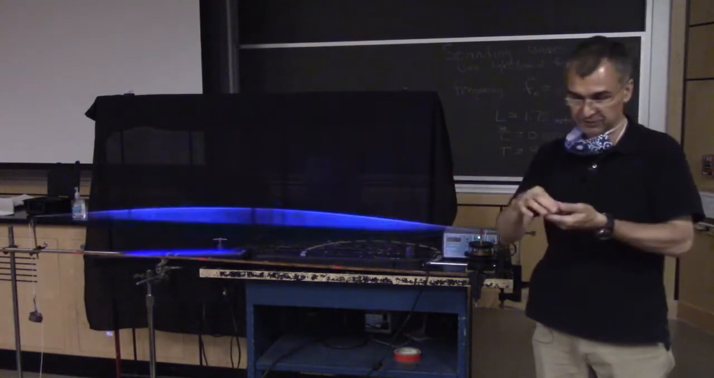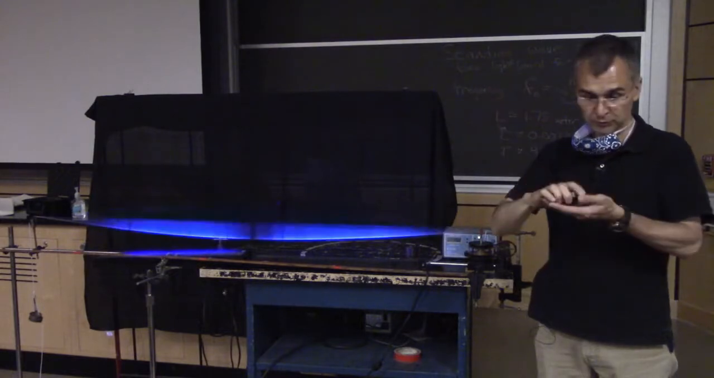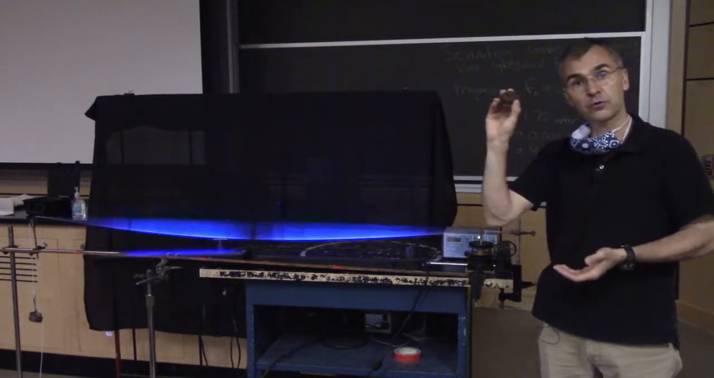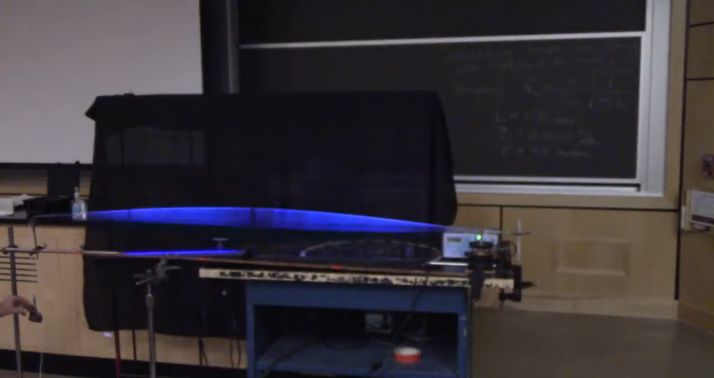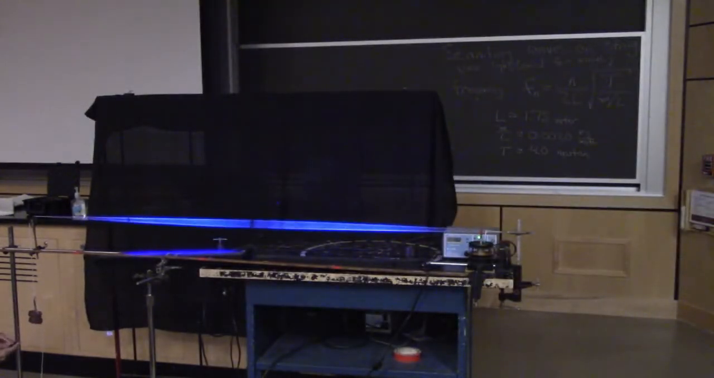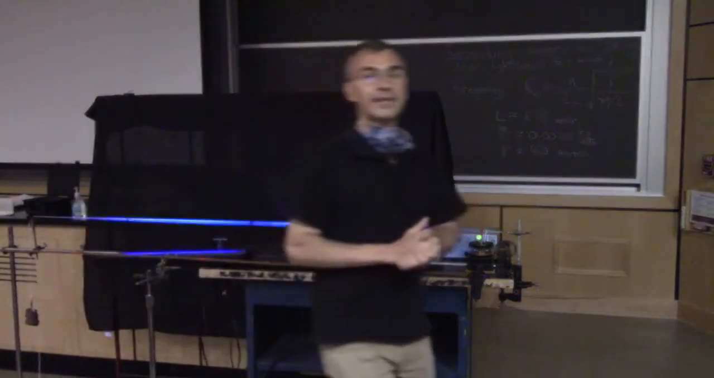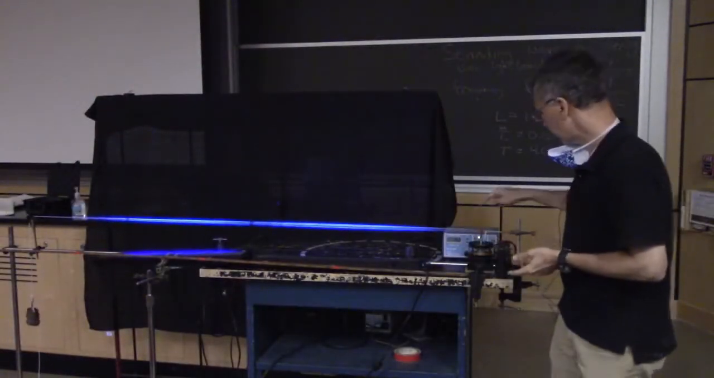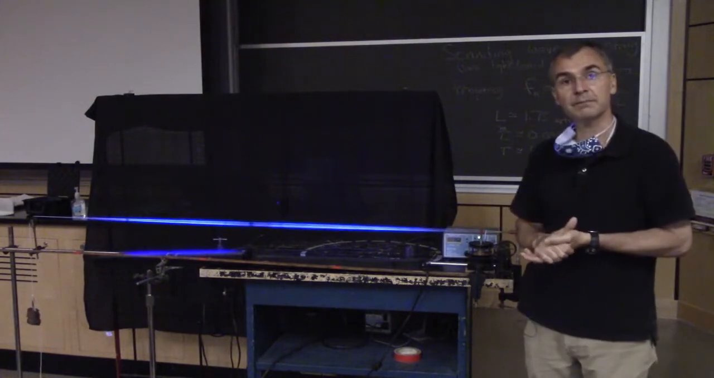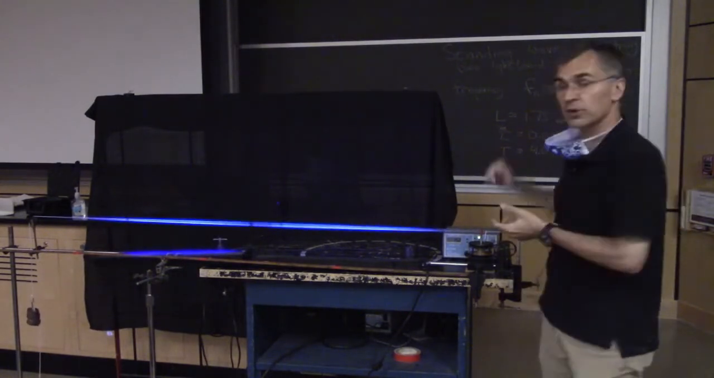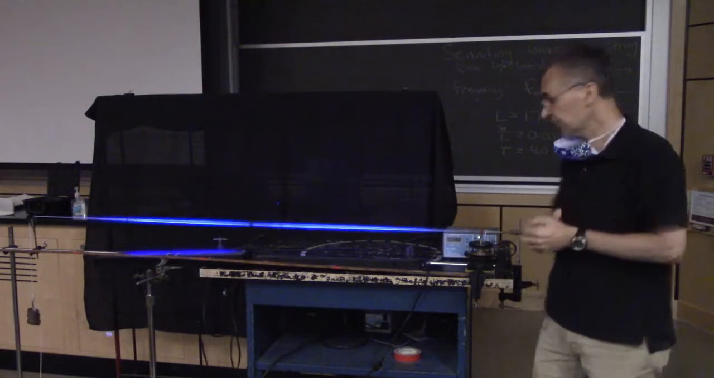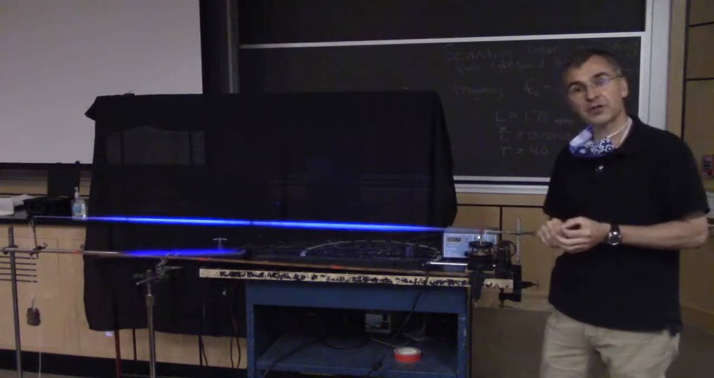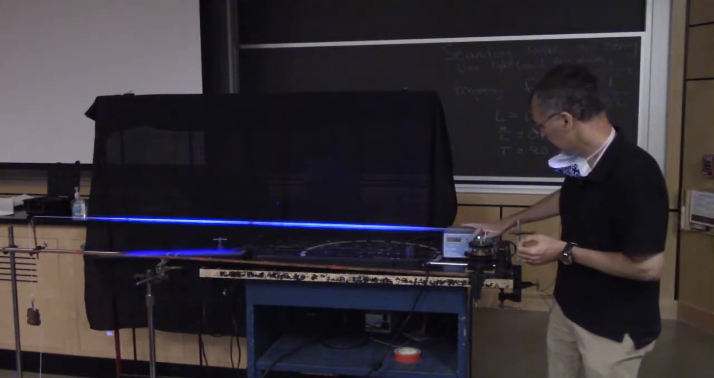I can add over here. So we have 400 grams now. Here's 2, 3, 4. So there's another 400 grams we'll add to it. So now we have 800 grams over there. So we just doubled the tension. And because of the square root, we should see about 40% higher, 1.4 times the fundamental frequency.